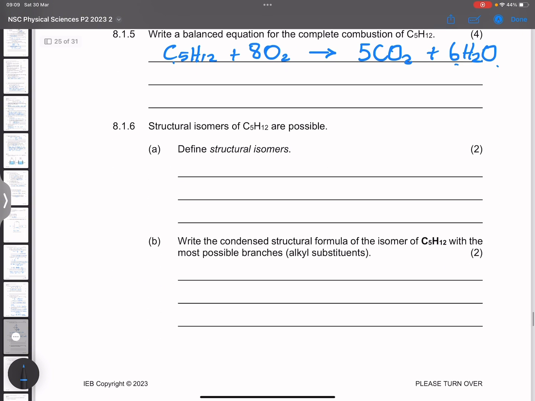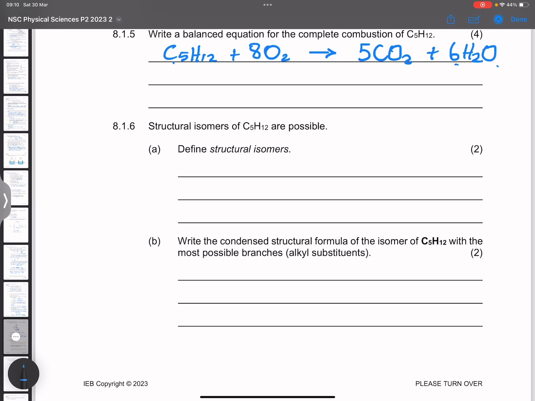Okay, right. Now, the next question, they say structural isomers of C5H12 are possible, right? So in this case, they say define a structural isomer, right? So we know that structural isomers are organic compounds with the same molecular formula, but different structural formulae, right? Please don't forget the plural at the end there, right? So different structural formulae, right? So they say write down the condensed structural formula of the isomer of C5H12 with the most possible branches.